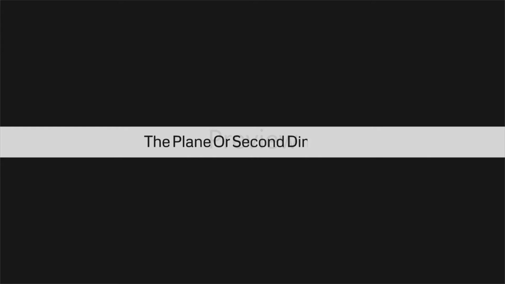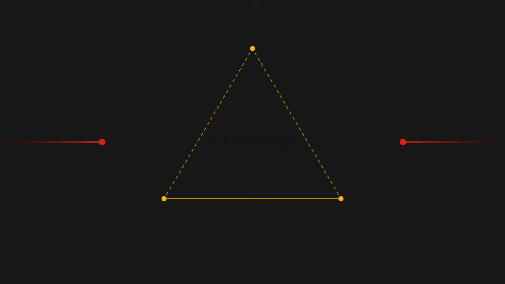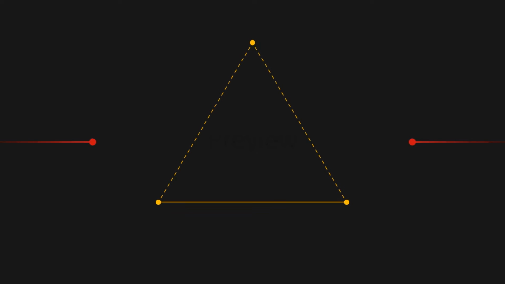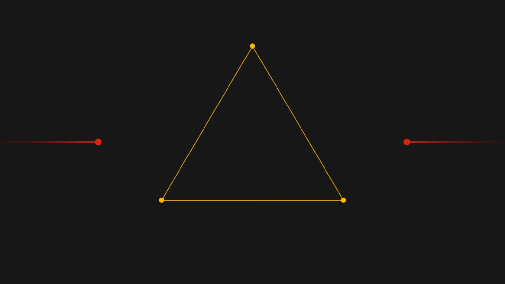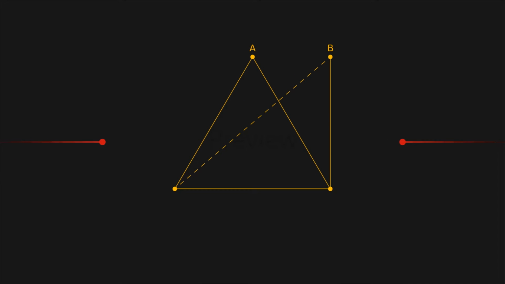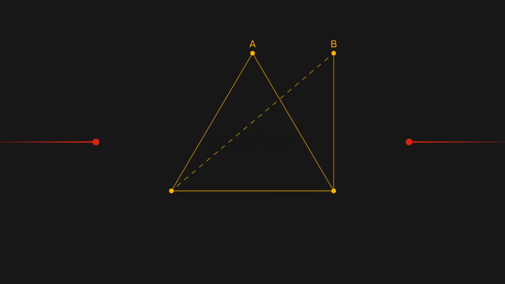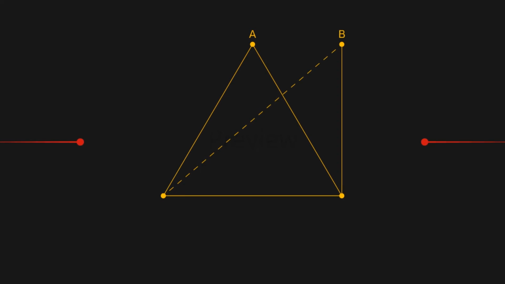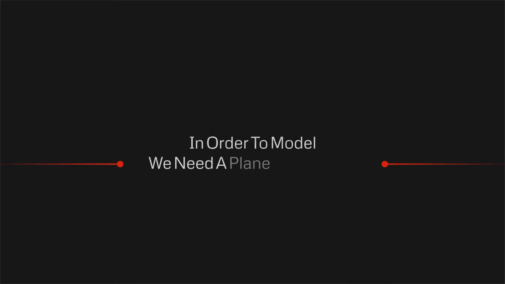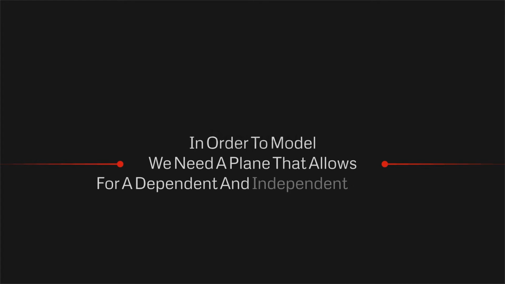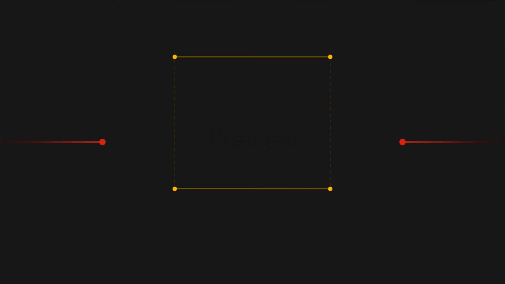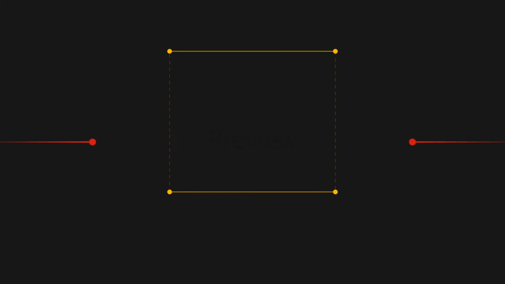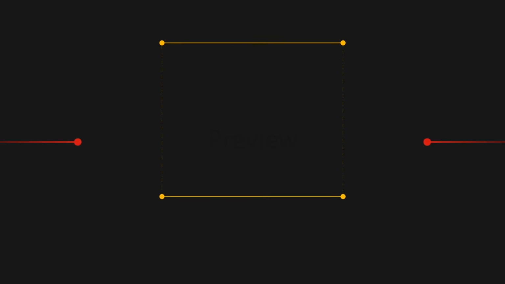The plane or second dimension. If we add another dot and unite both extreme ends of the line to the dot, we get the simplest plane, which is the triangle. However, triangles are not good modeling tools because the three variables are codependent and any movement in one point alters either lines or axes, A to B. In order to model, we need a plane that allows for a dependent and independent variable, and that plane is the square, which is obtained from uniting the extreme ends of two identical lines.